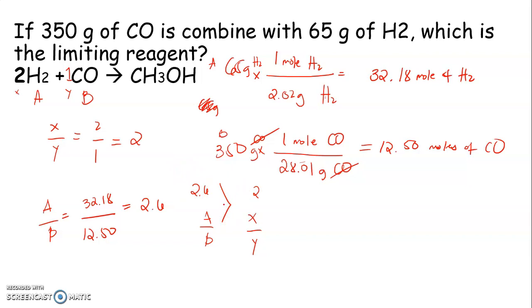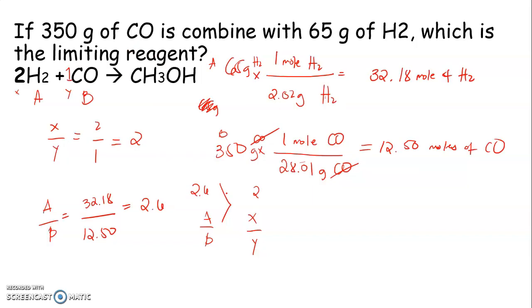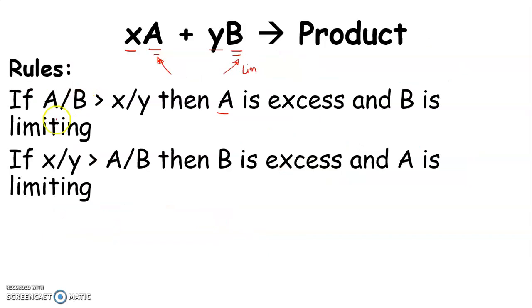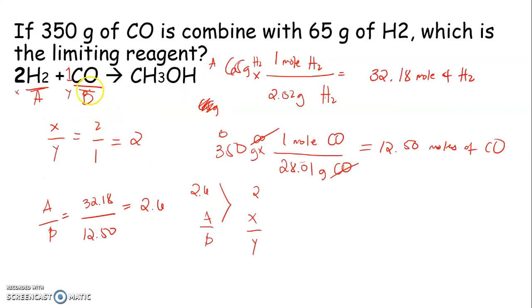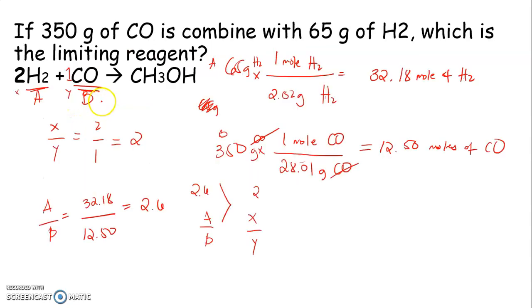Now, remember, if A over B is greater, A is excess. So this one is going to be your excess, and this will be your limiting reagent. The excess reagent is where it's going to come from, and this is where your limiting reagent will be found. So again, B is limiting if A over B is greater than X over Y.